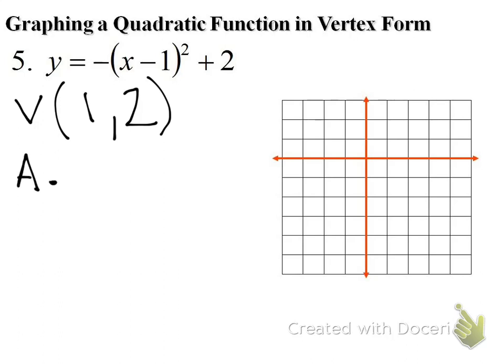And my axis of symmetry is going to go through, and it's a vertical line, so it's an x equals. So there is my vertex, and there is my axis of symmetry. What's A here? Negative 1. So should this open up or down? Down. Great.